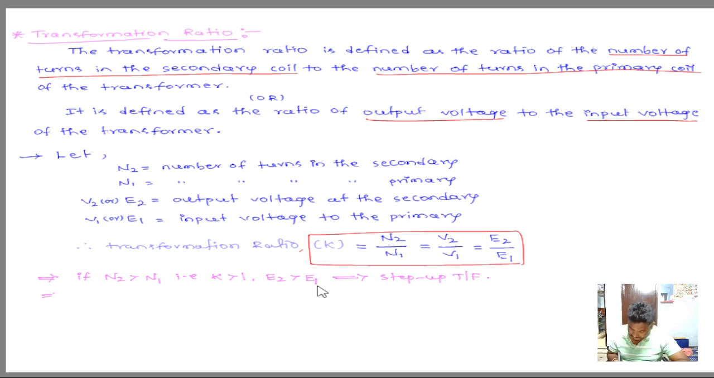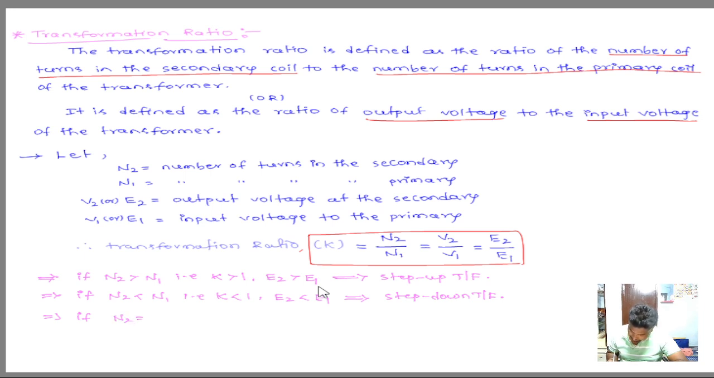Next case, if N2 is less than N1, K is less than 1, then E2 is less than E1. In this case, the transformer is called a step down transformer.